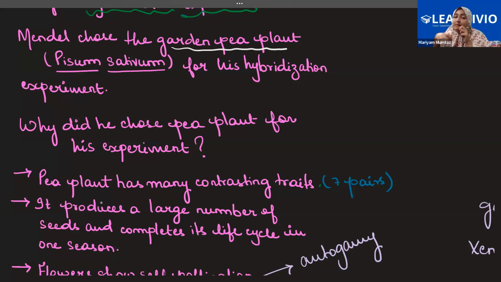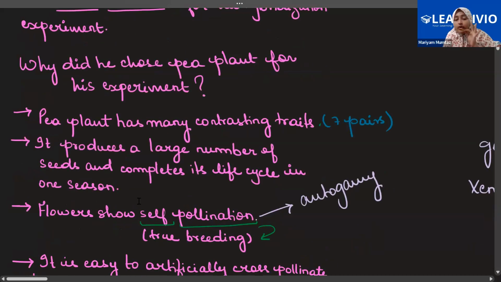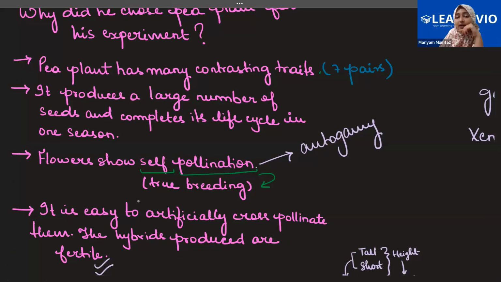But coming to the biology aspect of why he chose the pea plant: the first and the most important reason is that the pea plant has many contrasting characters or contrasting traits. All in all, it has 7 pairs of contrasting traits. Now, it also produces a large number of seeds and completes its life cycle in one season.